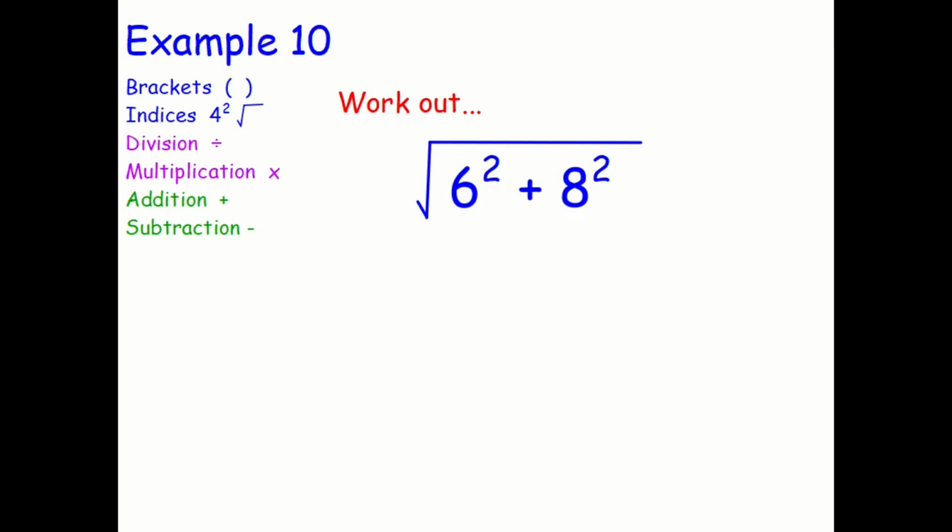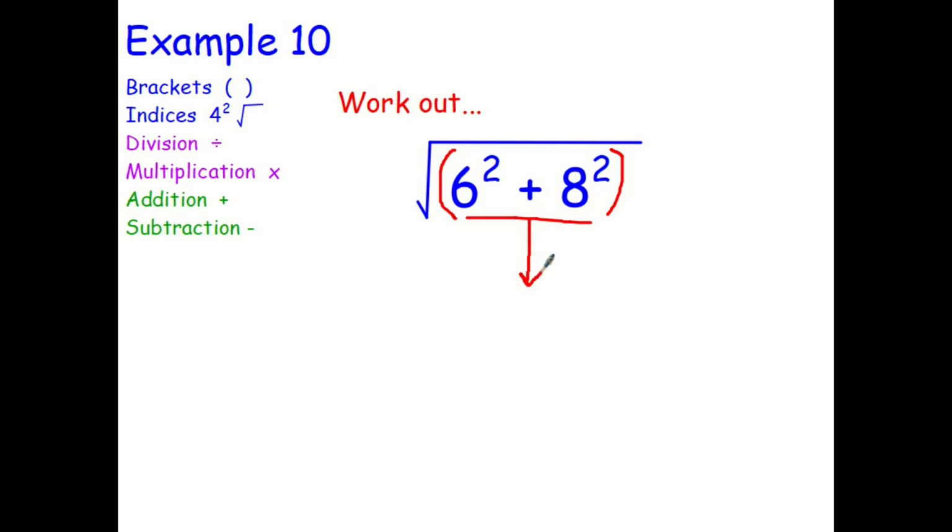Example number 10. Okay, so here we've got lots of indices going on. We've got the 6 squared and the 8 squared, and we've got the square root. Well, similarly to the last question, if you've got a square root sign like this, it's the same as basically putting what's on the inside in brackets, okay? I know the brackets are not there, but it's kind of like putting them in brackets. You have to treat them separately.